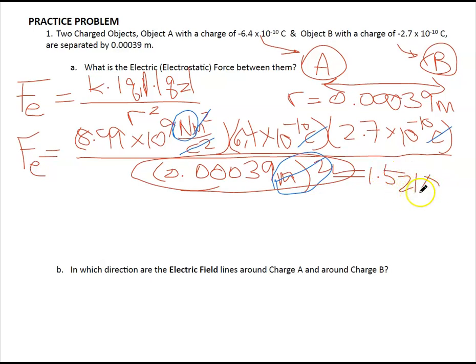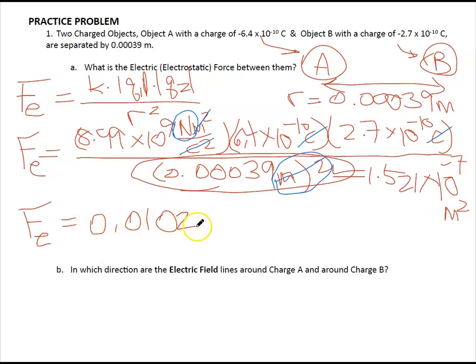If you do that first, you'll get a value of 1.521 times 10 to the minus 7, and that's meters squared. Plug this into your calculator. If you're not sure how to use scientific notation on the calculator, please review the video on scientific notation. And when you plug that in, you will calculate an electrostatic force, or an electric force, of 0.0102 newtons. And that is our force, and we know it is a repulsive force in this case.